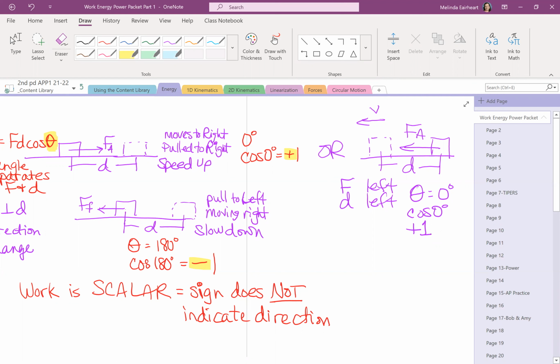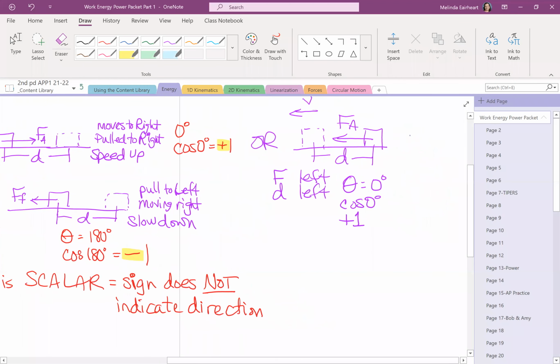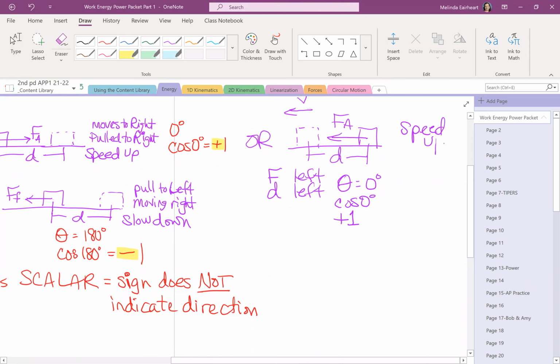And wouldn't the most recent one that I drew be speeding up as well? If you pull it to the left and it moves to the left, this is going to be speed up. Notice that's what they have in common, right? So it doesn't matter what direction you pull it, if it moves in the same direction that you're pulling it, it is going to speed up. And you could draw the opposite picture of friction to the right, but it's moving to the left, right? Correct? And you still get 180, you'd still get negative, it'd still be a slowdown.